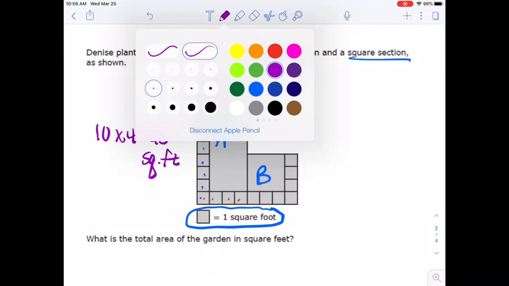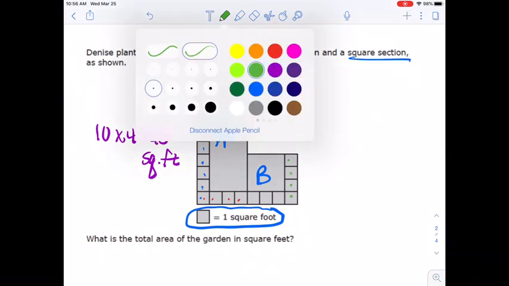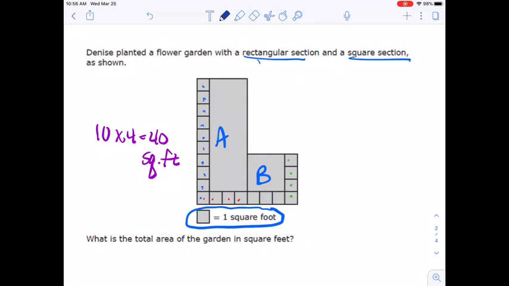Now let's look at B. For square B, we're told it's a square, and we know that a square means all sides have the same length. So let's look. We know there are 4 rows, and if it's a square, then we also know that each row has 4 units in it. Let's figure out the area of square B.